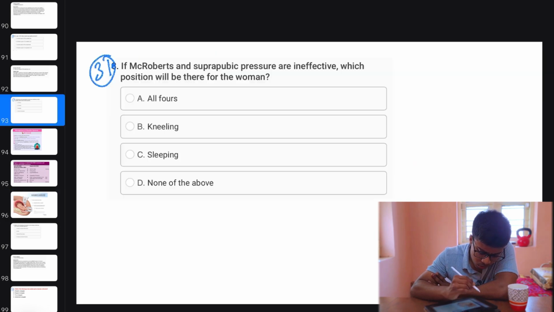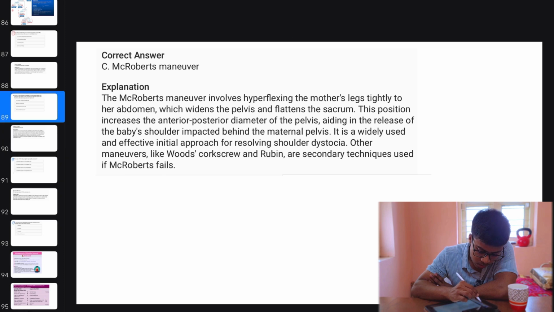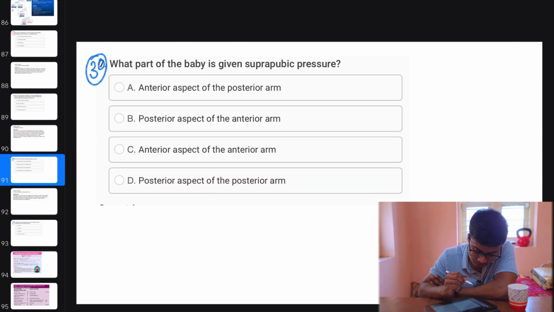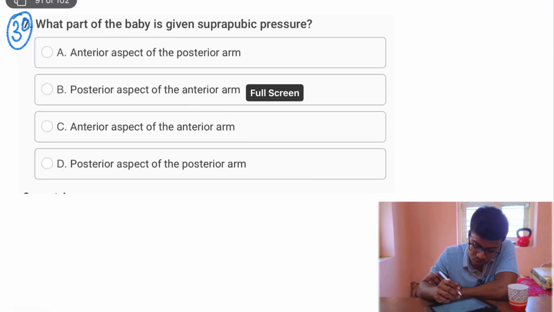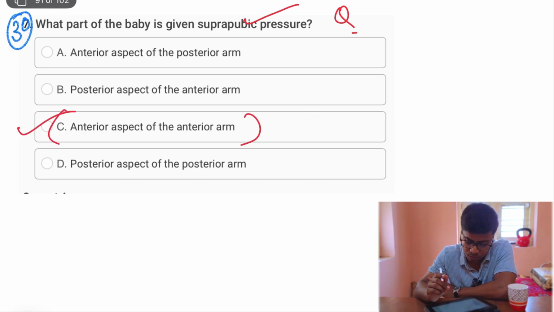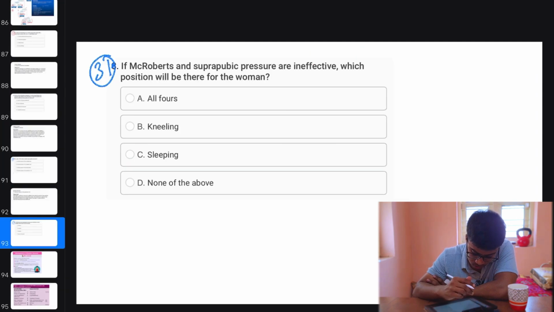And now coming to the question. So this is our question. It's the McRoberts maneuver. We are done with that. The part of the baby given suprapubic pressure in this: this is the factual question asked a lot of times. The anterior aspect of the anterior arm should be given suprapubic pressure. Learn this anyhow.